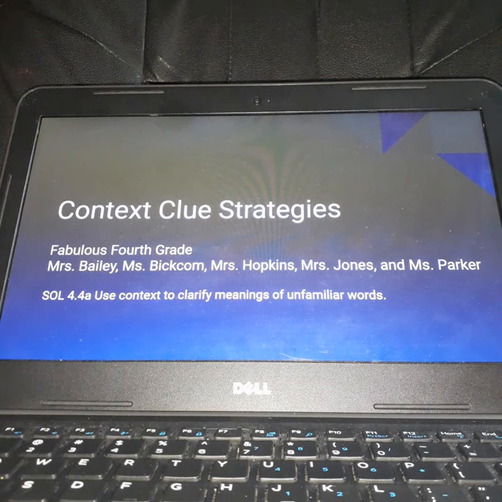This is Mrs. Jones here with a lesson on context clue strategies. The SOL focus is 4.4a. Use context to clarify meanings of unfamiliar words. Let's begin.